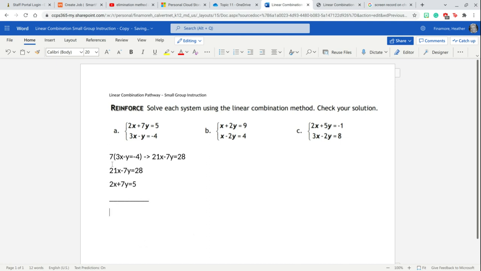Alright, so 21x, sorry, that should say, oh no, that's wrong. 21x plus 2x is 23x. The y's went away, and did I do this right? 7 times 3. Okay, let's just keep looking. 28 plus 5 is 33. I feel like I did something wrong. What did I do? 7 times 3 is 21. 7 times negative 7y. 7 times 4, negative 4. Oh, this should be negative 28. That was my issue. Look, I told you it's really easy to make a mistake. And negative 28 plus 5 is negative 23.